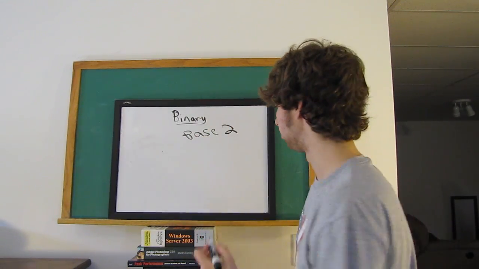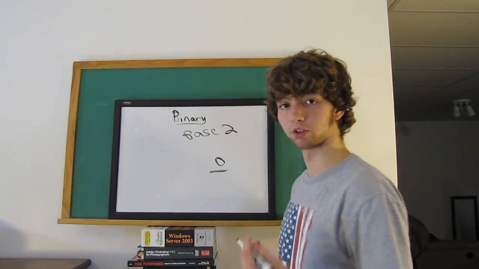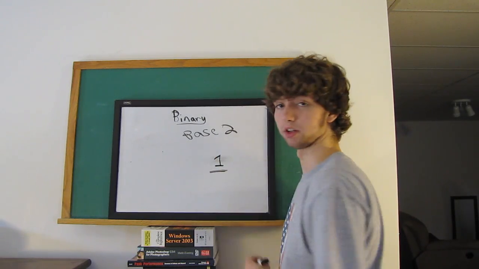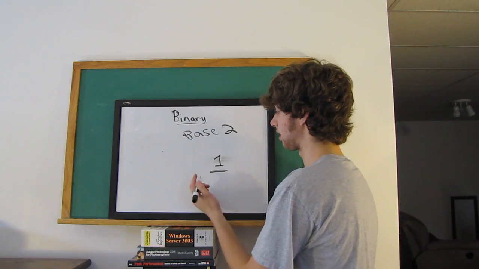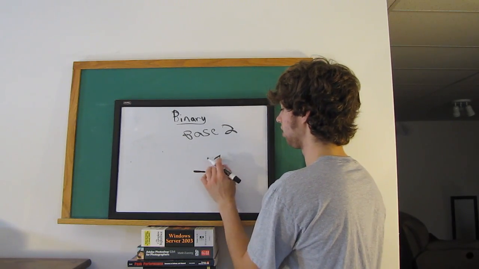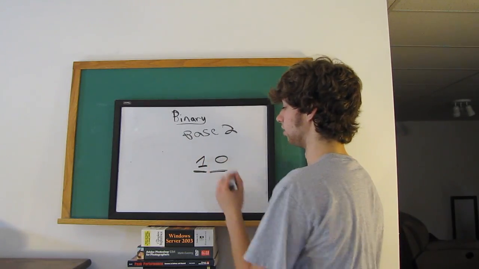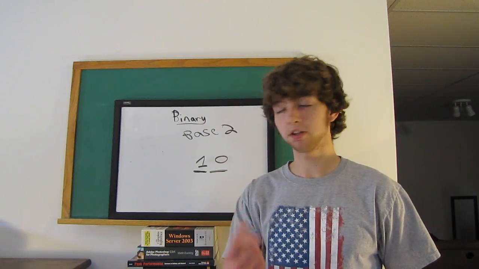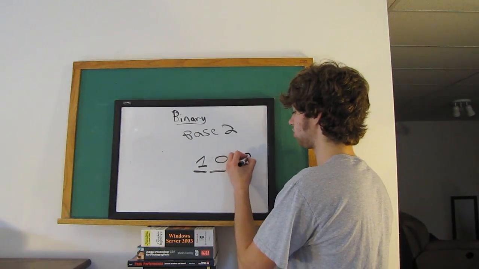Well, let's try it. We can have the first digit, and a 0, correct? And we can also have a 1, correct? But we can't have a 2, so we have to add another place marker, and we get 1, 0. So we had 0, then we had 1, and then we had 2. So this is how you illustrate 2.